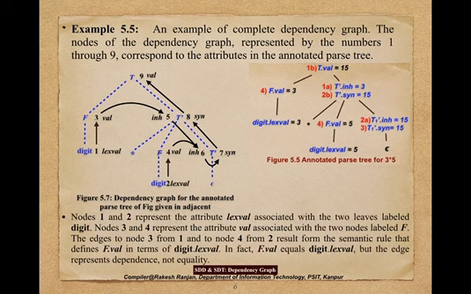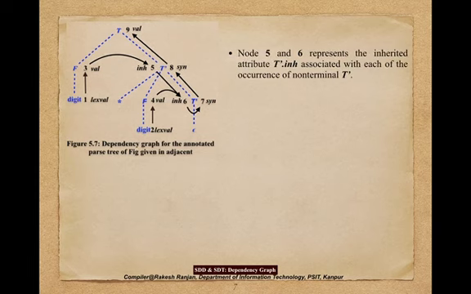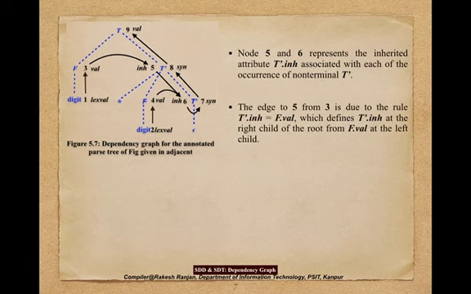Nodes 1 and 2 represent the attribute lexval associated with the two leaves labeled digit. Nodes 3 and 4 represent the attribute val associated with the two nodes labeled F. The edge to node 3 from 1 and to node 4 from 2 result from the semantic rule that defines F.val in terms of digit.lexval. So this is the dependency graph for the annotated parse tree given adjacent.